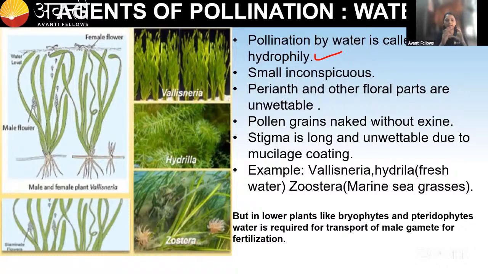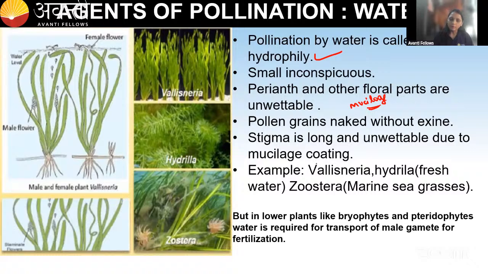Okay. So what are the conditions here? The flowers are inconspicuous, very small. And the flowers are in the water, right? So that's why the perianth and the other floral parts will be non-wettable. Why non-wettable? Because these floral parts are covered by mucilage. Mucilage is nothing but carbohydrate, right? The floral parts are covered by mucilage, so they will not get wet. Just remember the flowers are not going to get wet because they are covered by mucilage. That makes a coating, so it becomes unwettable.